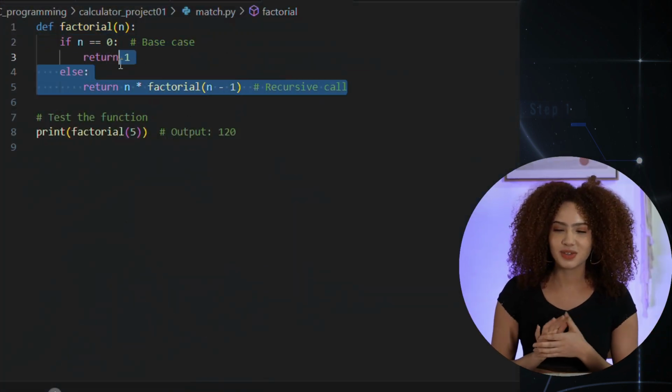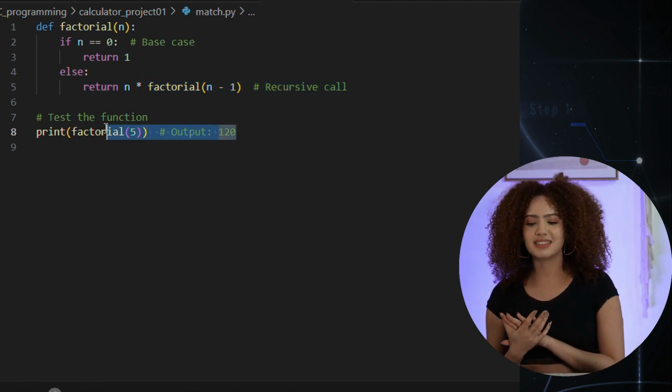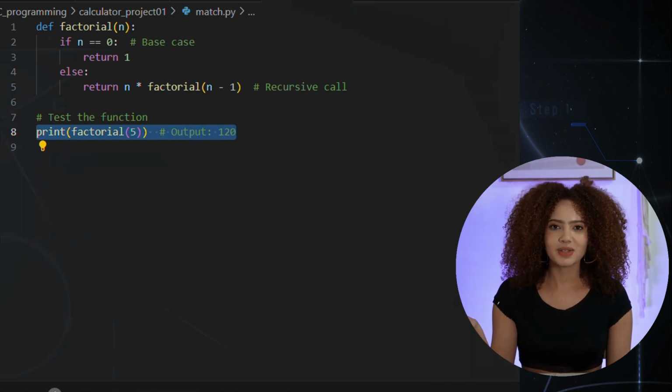When you call factorial 5, Python will keep calling the function with smaller numbers until it hits the base case, then work its way back up, multiplying as it goes. Recursion is powerful, but there are a couple of things to watch out for.